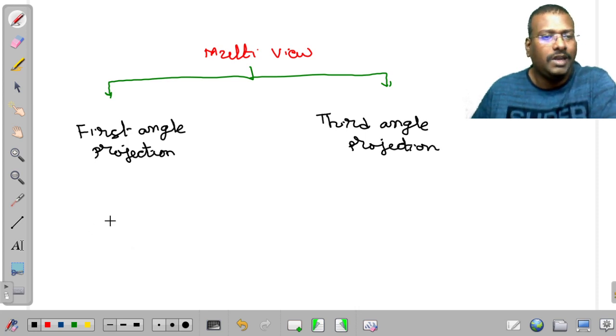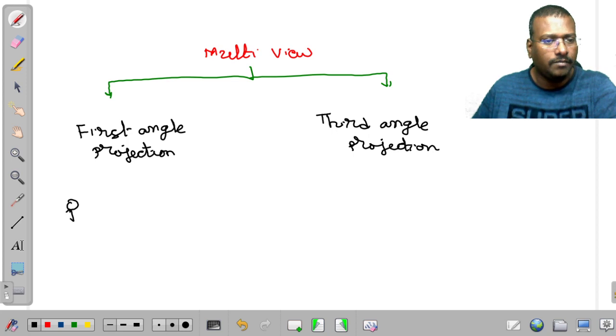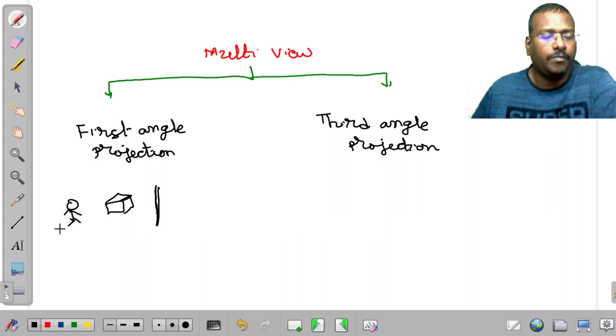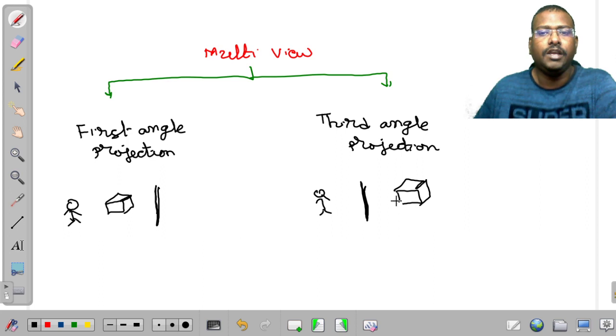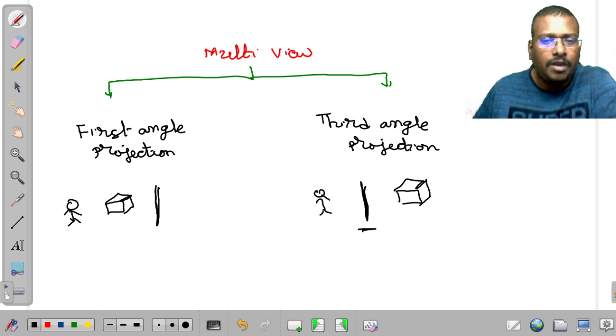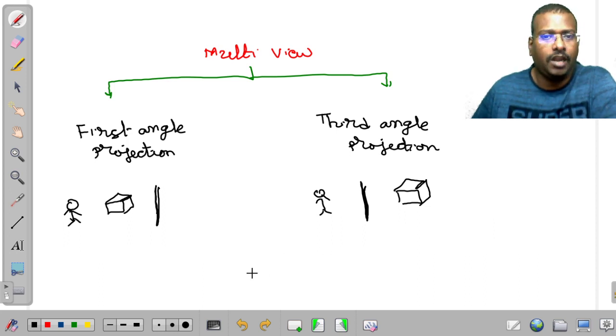So what is a first angle projection? If the observer is here, and this is the principal plane, if an object is placed in between the principal plane and the observer, it is a first angle projection. What is third angle projection? If this is the principal plane and this is the object, then it is a third angle. What is that? The principal plane is in between the object and the observer, then it is considered as third angle projection.